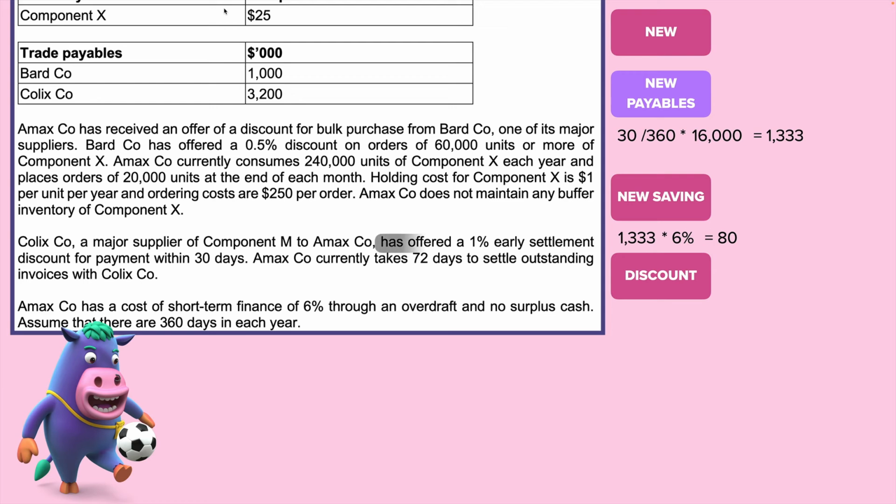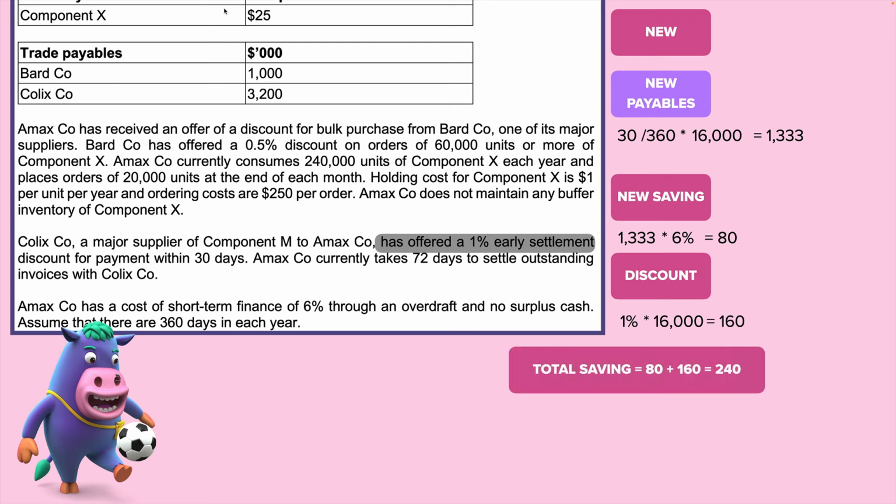So let's have a look. What was the discount again? A 1% early settlement discount. That will be on everything. So 1% on everything, if you remember we worked it out, was 16,000. That's my annual purchases. So I'll be saving 160. So add those two together, my total saving would be 240.